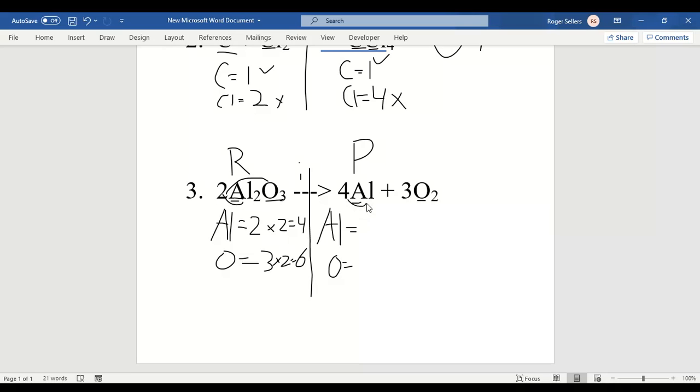Now we do 4 times 1, which is 4, and we stop there because there's a plus sign. So we start over. Now we do 3 times 2. So 2 is the subscript, and we multiply it by 3, which is the coefficient, and we get 6. And you compare those: 4 atoms of aluminum, 4 atoms of aluminum, 6 atoms of oxygen, 6 atoms of oxygen on both sides, then this is balanced. Balanced.